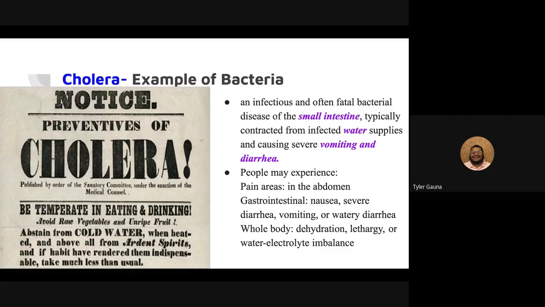So when you get cholera, you have pain in your abdomen, gastrointestinal issues, nausea, severe diarrhea, vomiting or watery diarrhea, whole body dehydration, lethargy, which means that you're tired, or water electrolyte imbalance. Okay, that means that you're not getting the amount of electrolytes that you need to get from different types of liquids, and the salt is running out of your body. That's why when you're sick, you drink Gatorade, because that helps your water electrolyte balance.